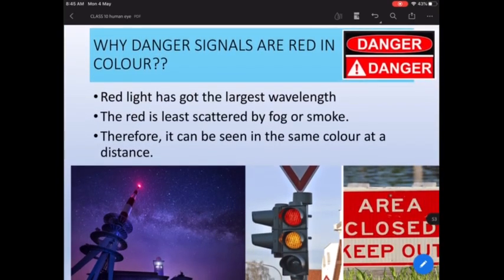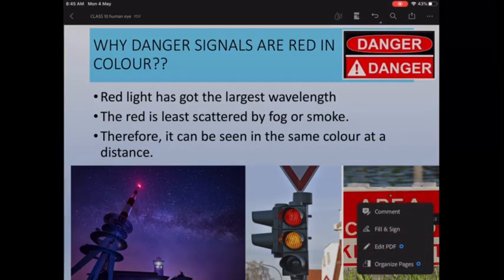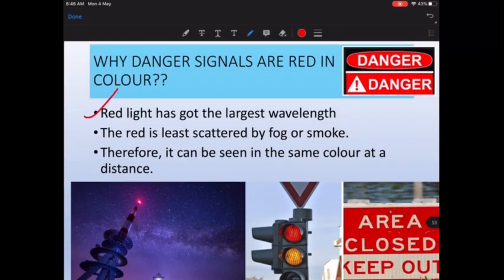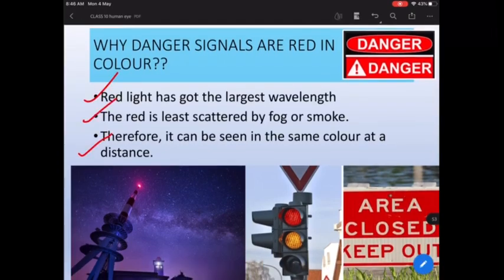So first understand why danger signals are red in color. Again, for the same reason, because red light has got the largest wavelength. That is why, if it has large wavelength, red light will get scattered the least because of fog and smoke. Even if the environment is foggy or very smoky, even then we are able to see red light very clearly because it has got the maximum wavelength. Therefore, it can be seen from large distances also. So this is again an important question. Please make a good note of it.